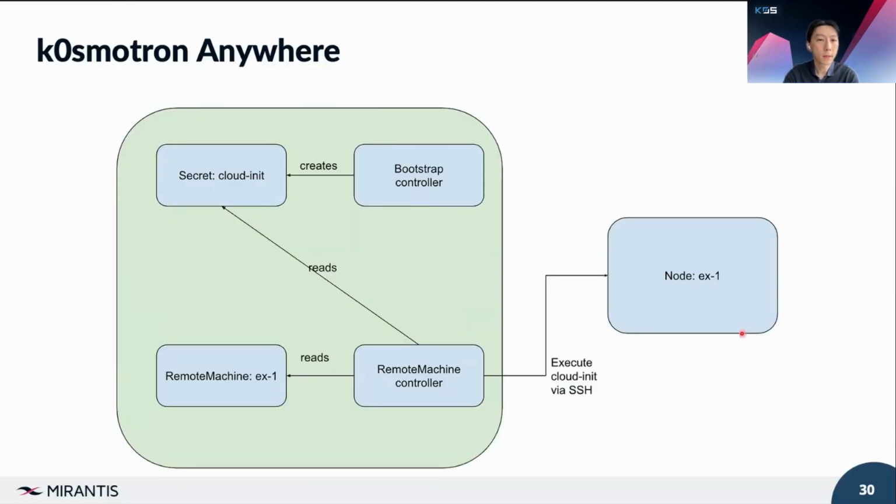So with k0smotron Anywhere, you essentially set up your nodes as in your normal process, you set up SSH access into the nodes, and then we'll just go ahead and bootstrap it, install everything that's needed, and connect the remote machine into your environment. That takes away the complexity of managing your infrastructure.